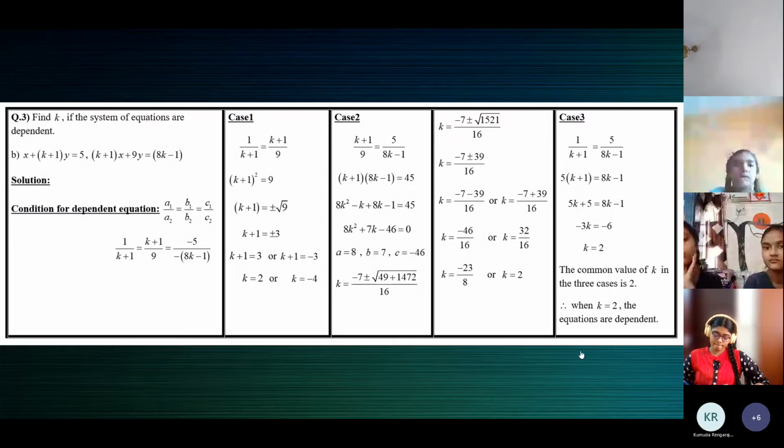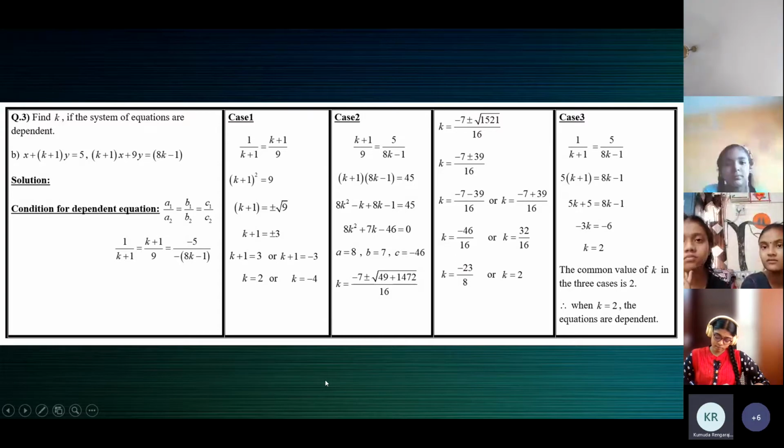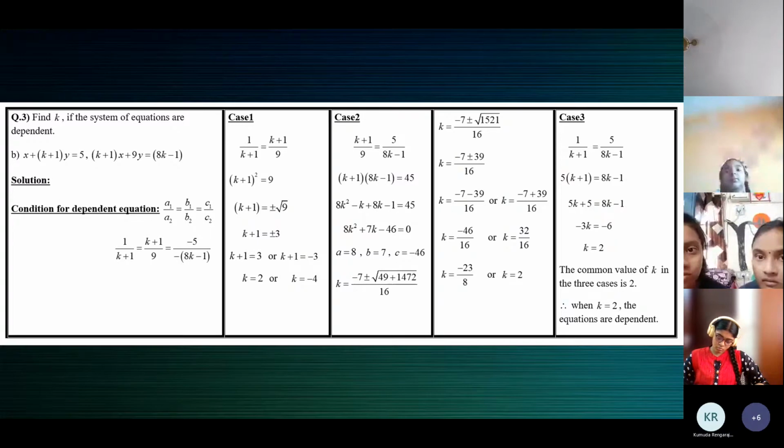There's nothing much for me to say, children. So I feel it's better you go through and ask me your doubts. The idea I've shared with you: write the equations in the standard form, A1, A2, B1, B2, C1, C2. Then write the condition, substitute the values in the condition. And here you can work 3 cases. Get the common solution, and that is the answer. Whatever is the common solution is the answer.